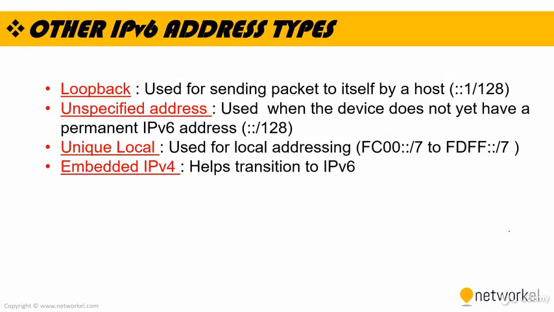And we have loopback, unspecified address, unique local, and embedded IPv4 address types. Embedded IPv4 helps transition to IP version 6. Unique local is used for local addressing. Unspecified address is used when the device doesn't yet have a permanent IP version 6 address. And loopback is used for sending a packet to itself by a host.